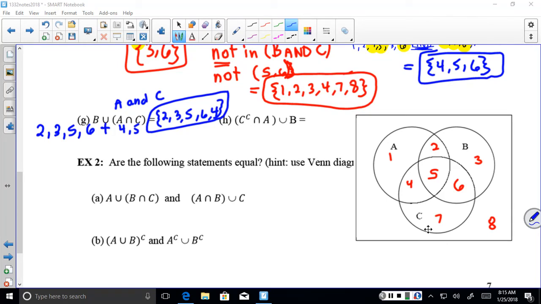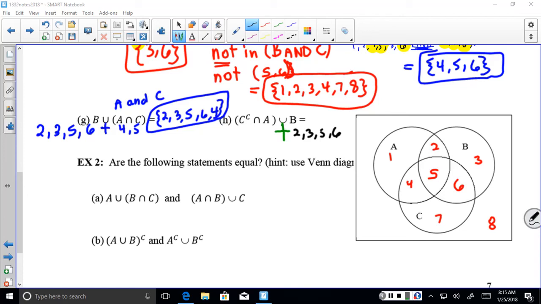So if we read part H, it says, C complement intersect A, union B. Even to me, I'm like, what does that even mean? So I got to break it down into little bitty parts. The union, my main operation here, is going to be a plus. On the right side of the plus, I have B. So I'm going to write down all the numbers in circle B: 2, 3, 5, 6. On the left side, I have C complement intersect A.